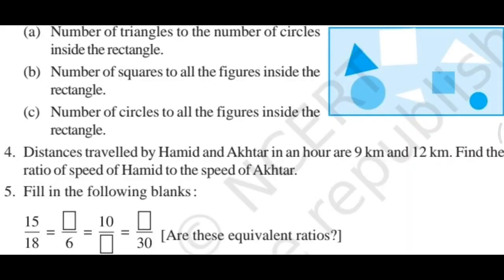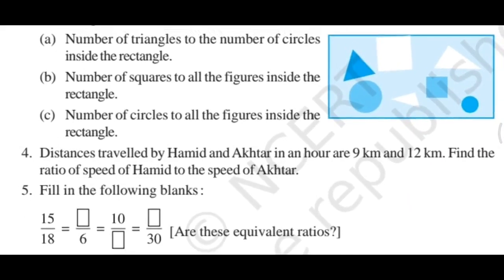Now this is question number 4 of the same exercise 12.1. Distance travelled by Hamid and Akhtar in an hour. An hour means 1 hour. They are 9 kilometers and 12 kilometers, means Hamid travels 9 kilometers in 1 hour and Akhtar travels 12 kilometers in 1 hour.